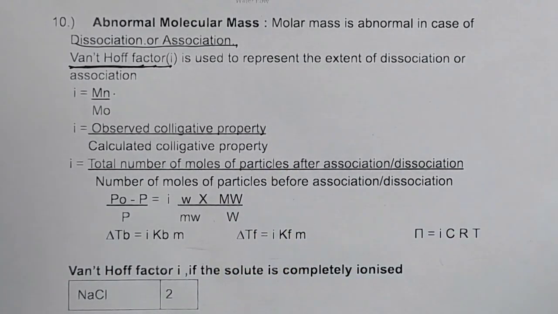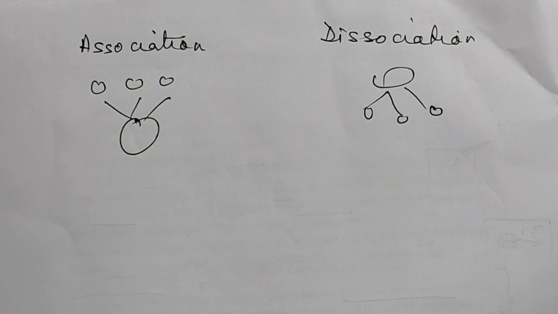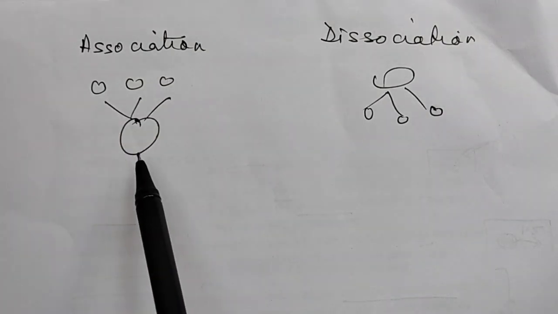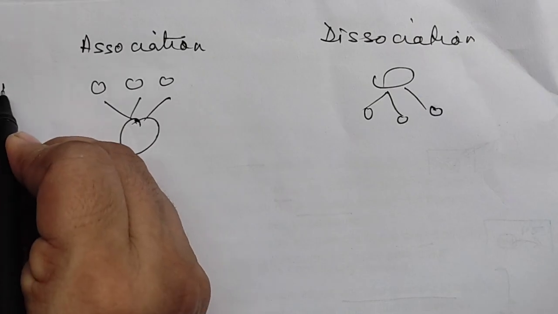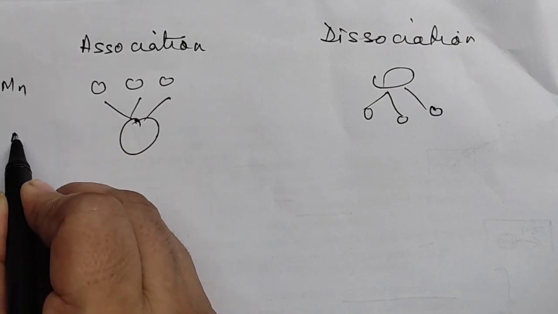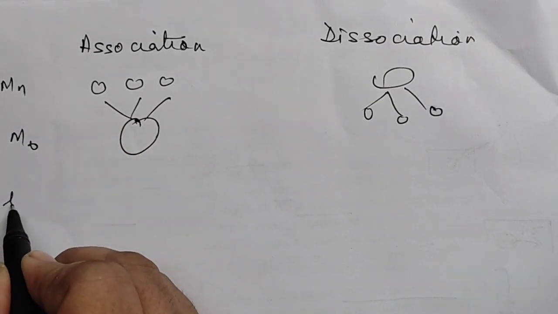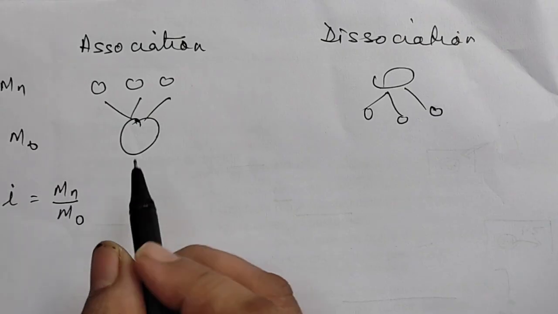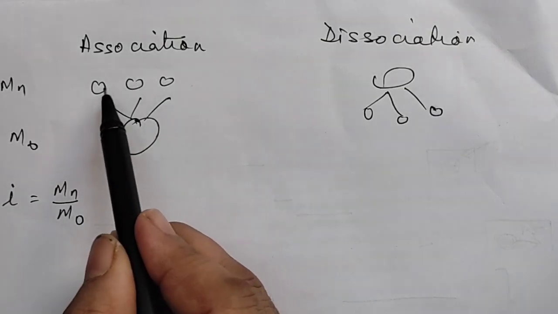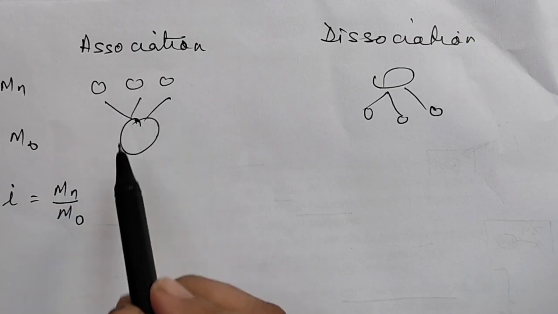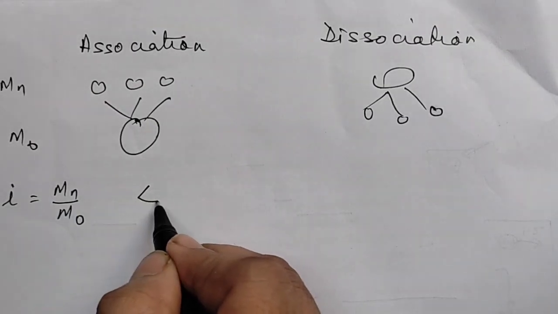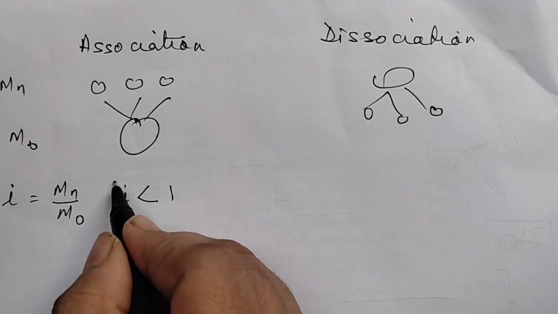Let me explain it. Now, just see here, I'm taking association and dissociation. Association means small particles combine and become one. So this is your normal mass and this is what you are observing. And I told you i is normal mass by observed mass. Normal mass is less, observed mass is more. So i in association will be less than 1.